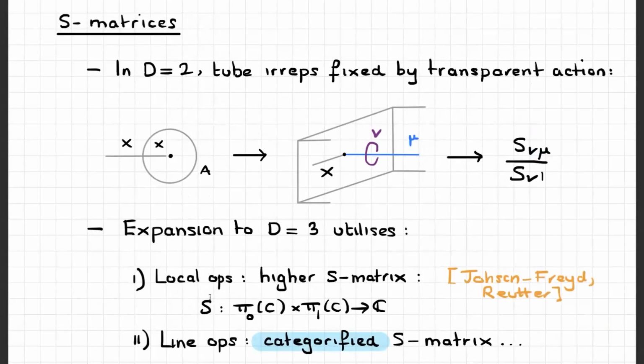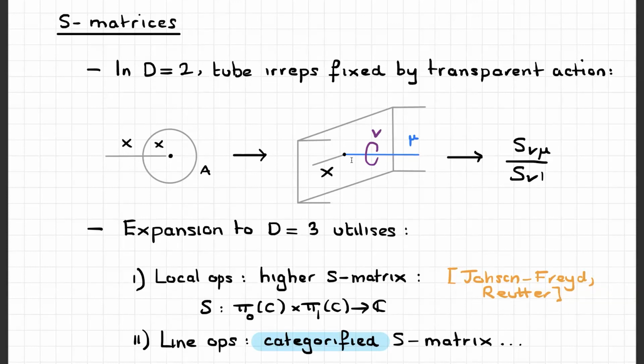And so one other interesting thing that I didn't get a chance to talk about is that I believe much of the structure of these tube representations is being controlled by S matrices, or higher S matrices, or categorified S matrices in the sandwich construction. So one way to think about that is we already saw that the irreducible representations of these tube algebras are basically fixed by the transparent actions, so actions that don't change the twisted sector.